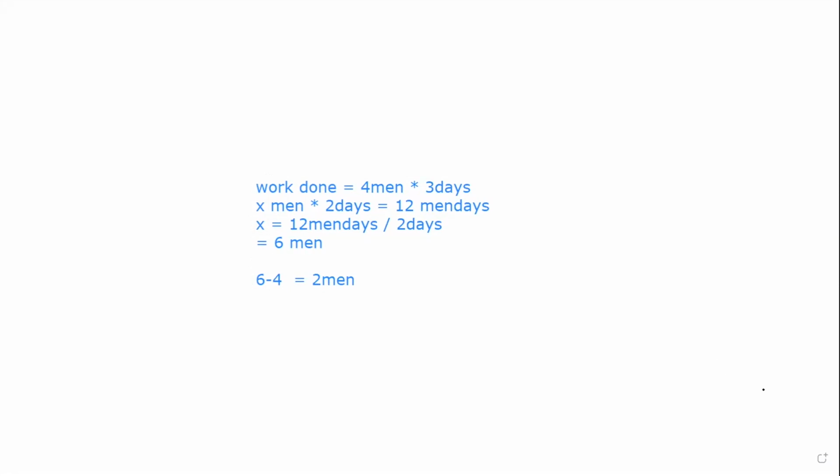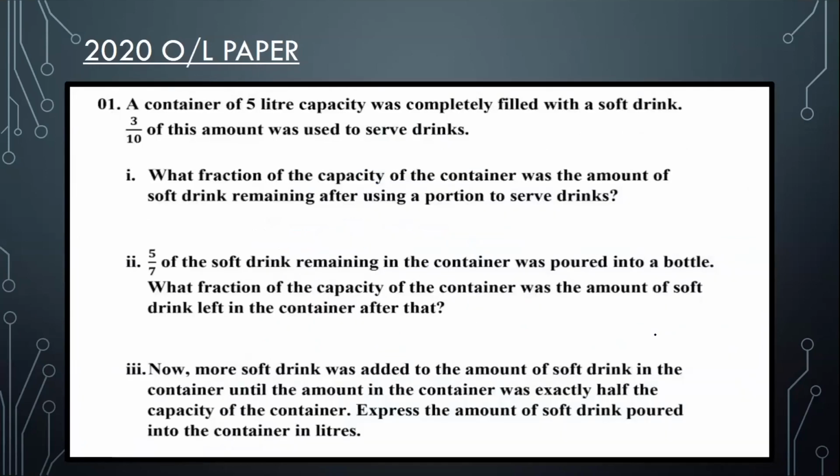So that is the answer for the fourth one. The last one, 2020 oil paper. A container of 5-liter capacity was completely filled with a soft drink. 3 over 10 of this amount was used to serve drinks. So from the 5 liters, right? Then 3 over 10 went to serve drinks.